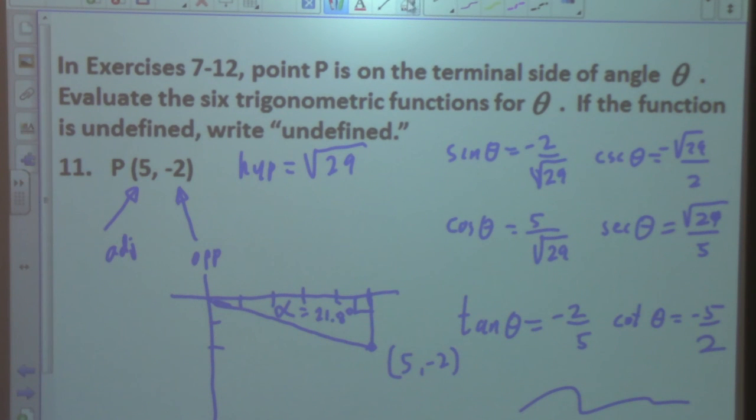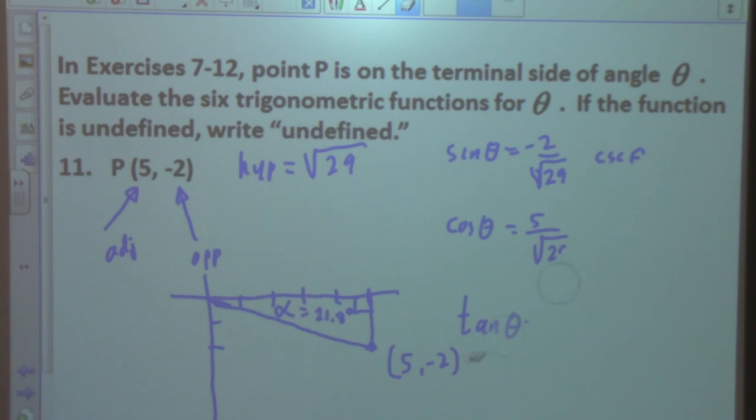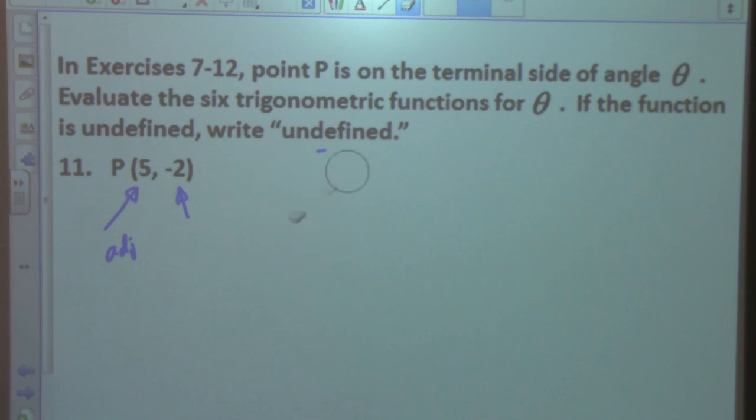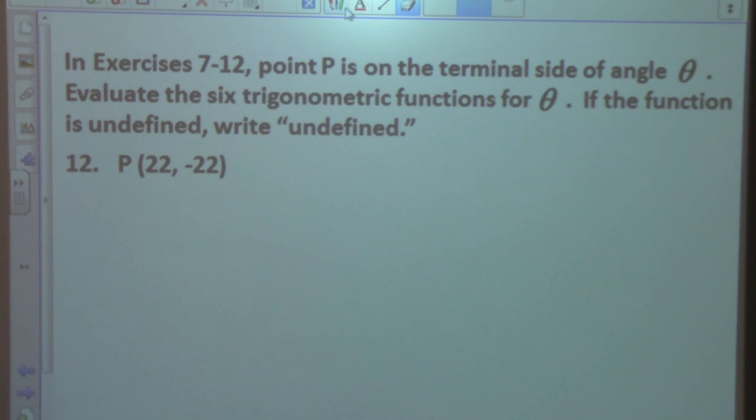Okay, let's go on to the last one, and we know who the last one's going to pick. There aren't any others left, right? So, I will tell you, we have 22 comma -22. So it's going to look kind of like Riley's last one, except we're going to go 22 to the right, and we're going to go 22 down.